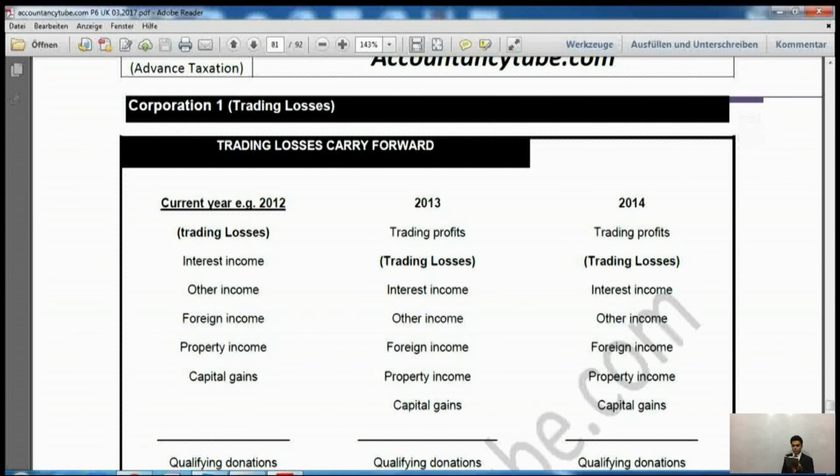Qualifying donations not relieved in the year in which they are incurred will remain unrelieved. So qualifying charitable donations will be wasted, because you will not consider them when you are relieving the loss. Alright? So that was carry forward of trading loss.